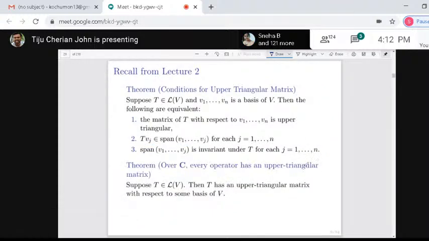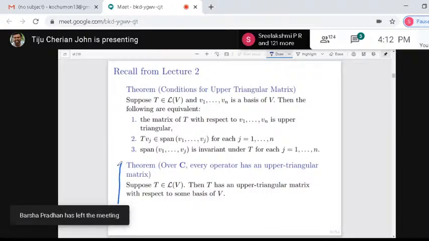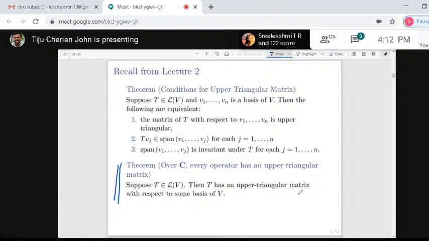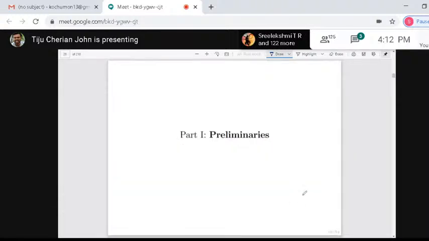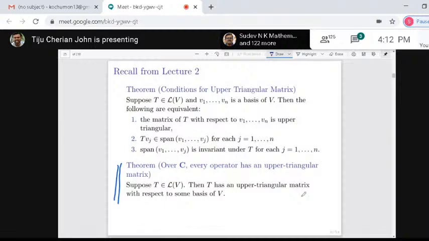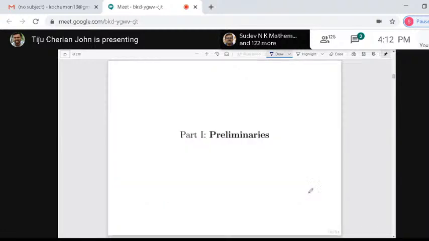Next is, every operator has an upper triangular matrix in some basis. This is also a very, very crucial theorem. This was also done in lecture 2. So now we start today's talk. Let us begin with some preliminaries.